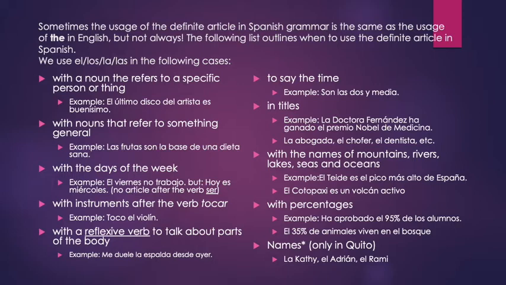Names. So this is an interesting one. So I don't think it's correct to use an article before names, but we do it here in Quito. So I do it, and I say like el Adrián, el Rami, la Katy, my mom, my brother. We say it like that, which is not correct, but it's how we say it.